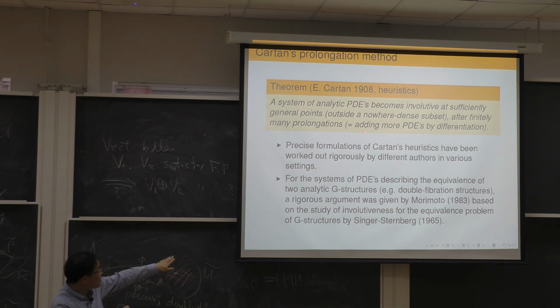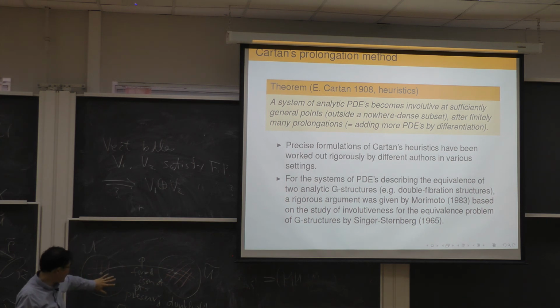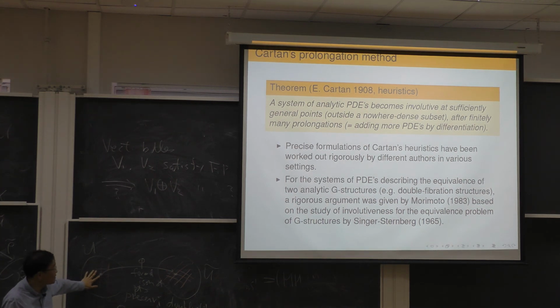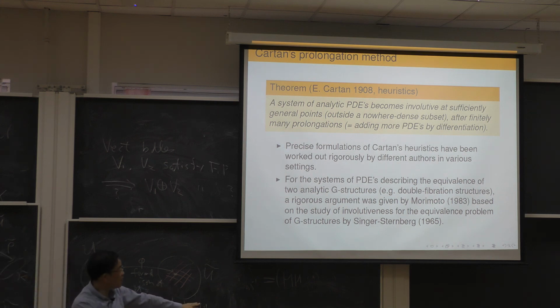worked this out rigorously. First, when the structure is transitive, when the group is the same at every point, this was done by Singer and Sternberg, and Morimoto generalized it to the arbitrary case. So we have, very luckily, this result of Morimoto exactly proving the involutiveness of this equation at a sufficiently general point.